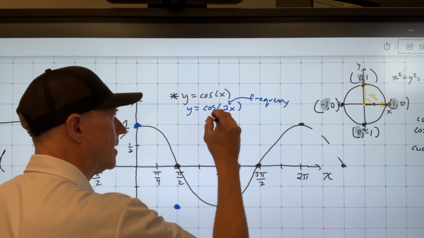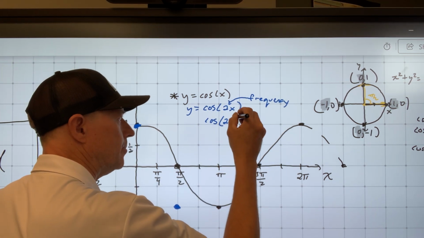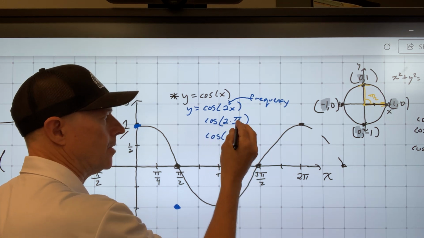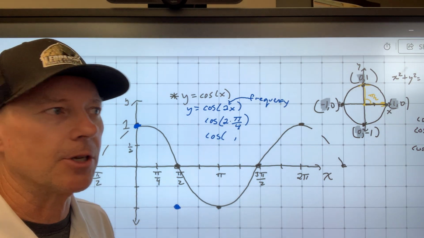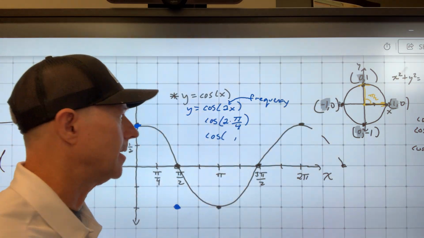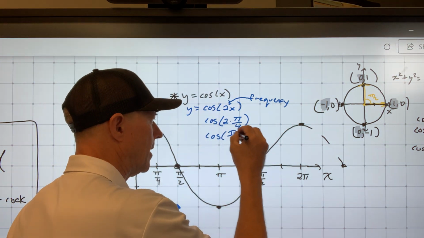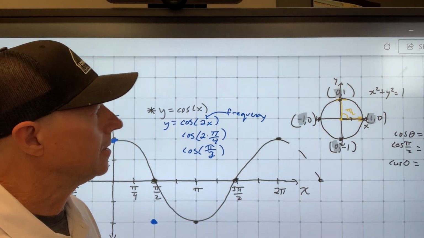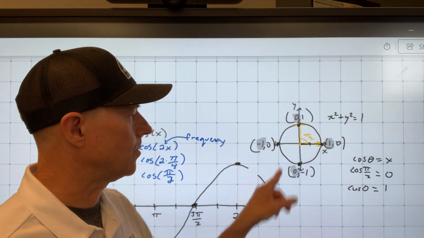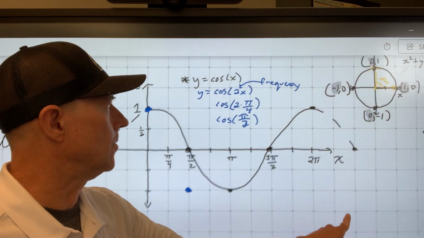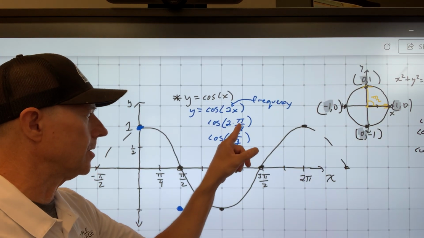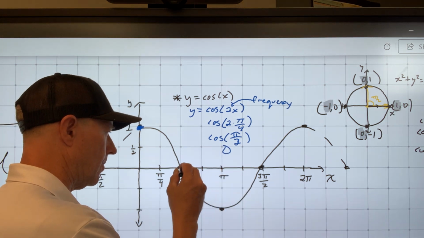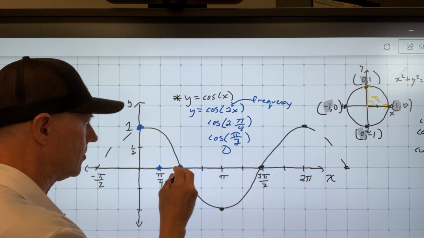So cosine of 2 times the input is going to be pi fourths this time. Well, if you double fourths, we all know you get halves. So if I have pi fourths and I double it, I'm going to get pi halves. And cosine of pi halves is the x-coordinate 0. So if you put in pi fourths, it turns into cos of pi halves, which is an output of 0. So at pi fourths, I have the 0. So this point came here.